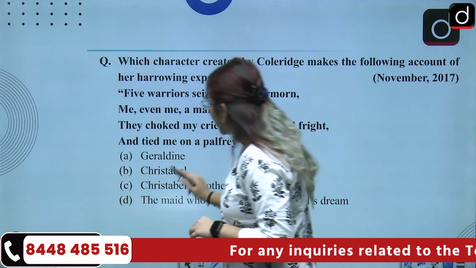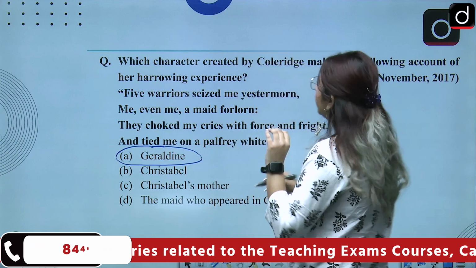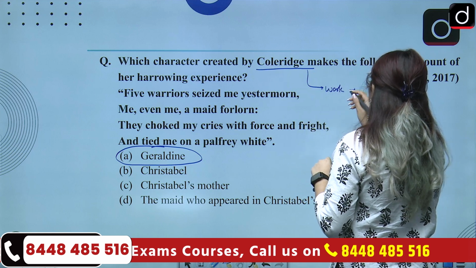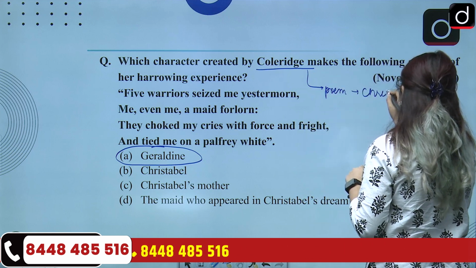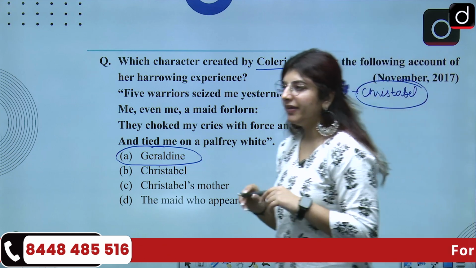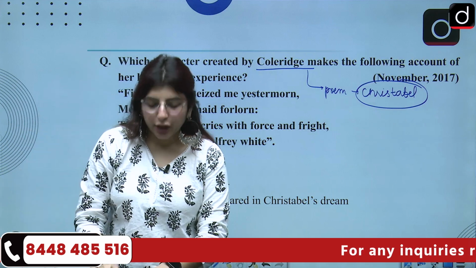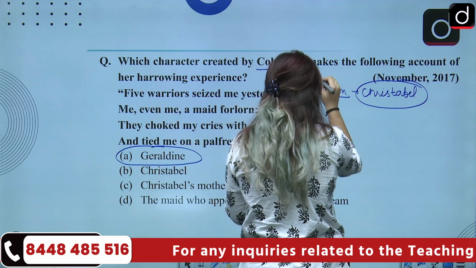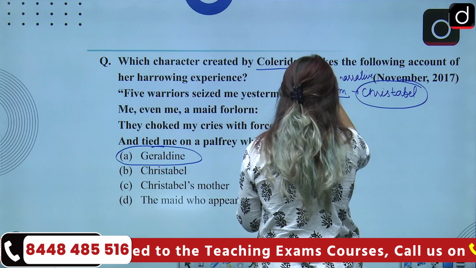Geraldine jo hai. And where can we find this character of Geraldine? We can find this character in Coleridge's poem named Christabel. This was a poem in which we see Geraldine as a character, she appears, right? So it is a long narrative poem. It's a poem, theek hai? Long narrative poem hai ye by Coleridge, right?